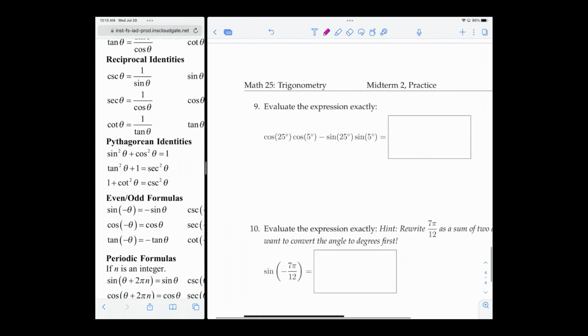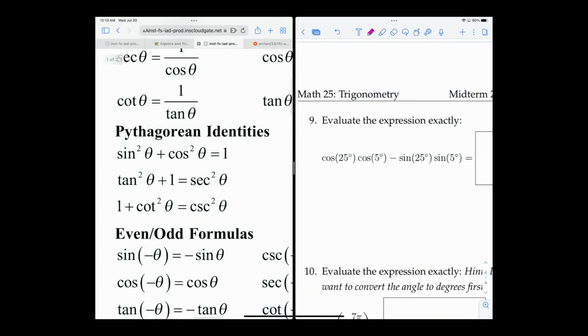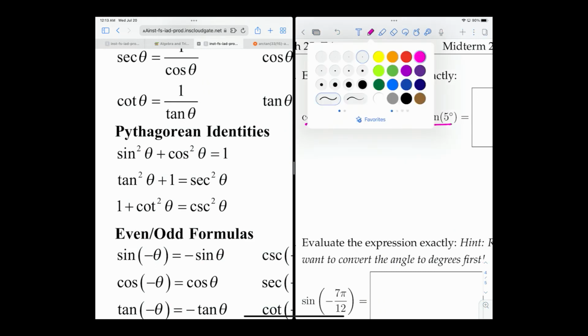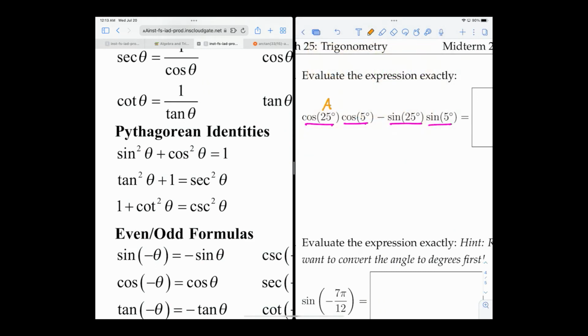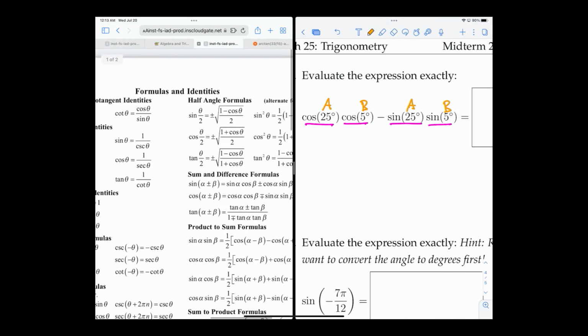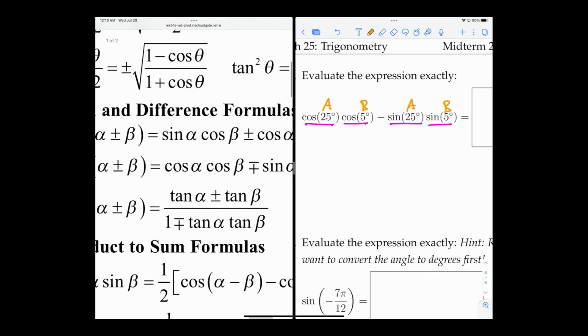Okay. Next. So we've got an expression here. It's got a cosine, a sine, and then we notice we have 2 different numbers here, a 25 and a 5, and then another 25 and a 5. And that should look like an identity. So you find the identity on here. It should be a sum or difference formula, which it is, right? It looks like the top one there.